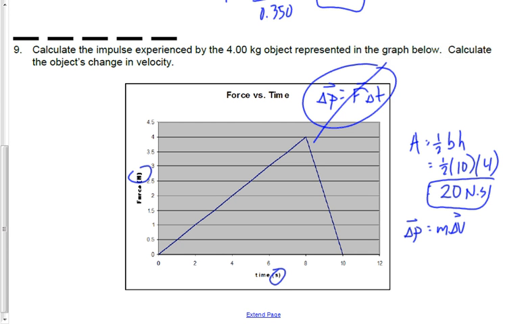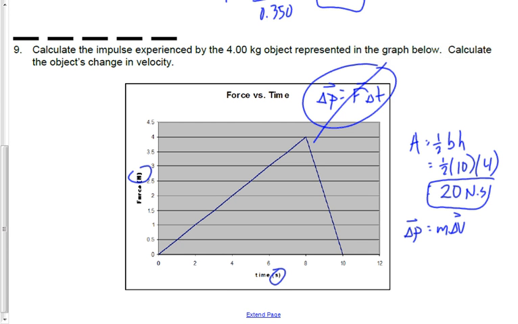What's F stand for? Shannon, what's F stand for there? Force? What's the force in that graph? What's the value of the force in that graph? Tough question, right? That's the problem. The force is changing. So what value would you put in for F then?